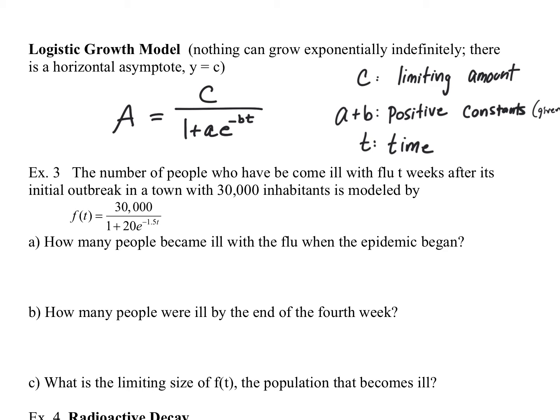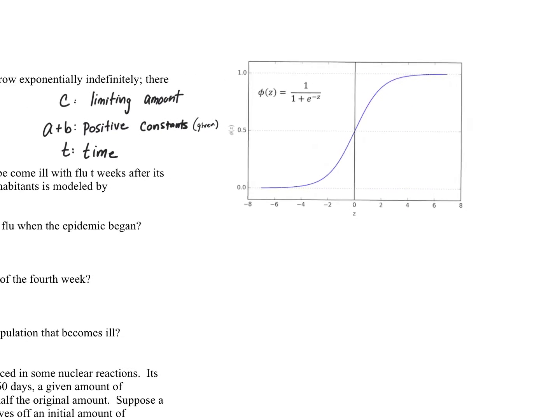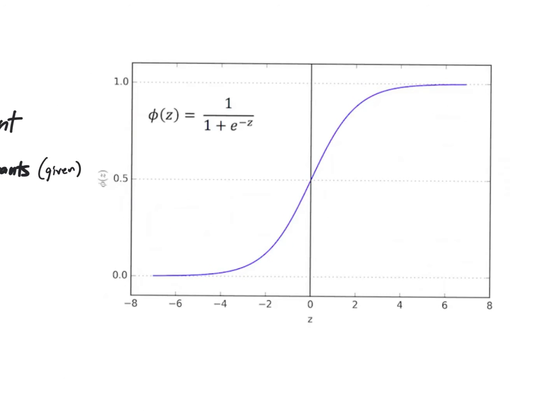So one is this idea of logistic growth. The idea that underlies a logistic growth model is that nothing can exponentially grow forever. There must be some limit. For example, there's only so much resources for animals to consume, right? There's a point at which things start leveling off. The logistic curve actually looks like this, right?